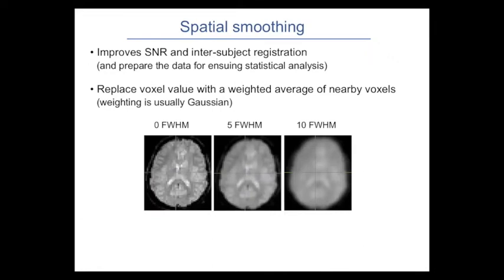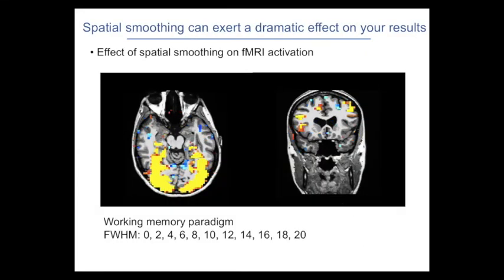So the signal will be kept, but the noise will cancel out. And sometimes it also improves registration across subjects. The general idea is just to replace each voxel with a weighted average of nearby voxels. And you can see when you increase the smoothing kernel, you get a more blurred image. Here we just give some indication of how smoothing is going to affect your activation. With the change of smoothing kernels, you really see quite a big difference in your activation pattern.